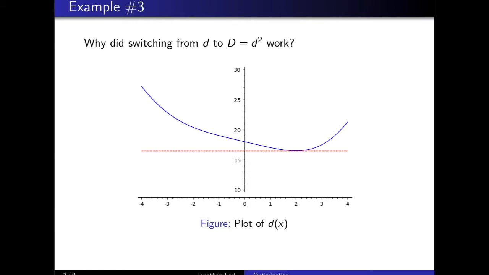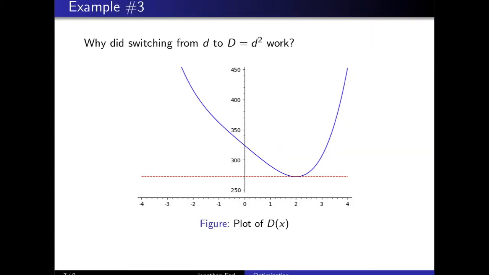So we have this plot of little d, but when we switch over to capital D, the shape is a little bit distorted just because of the stretching from the squaring, but we're not going to change where the critical point is, and that's the thing that we're looking for. So we were able to make that switch and simplify the procedure a little.